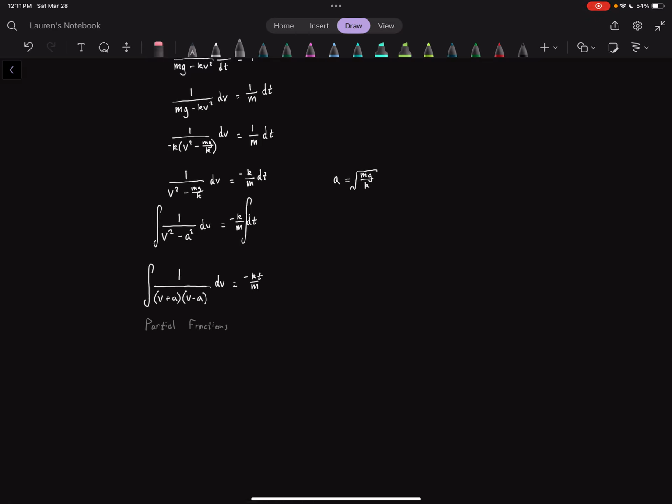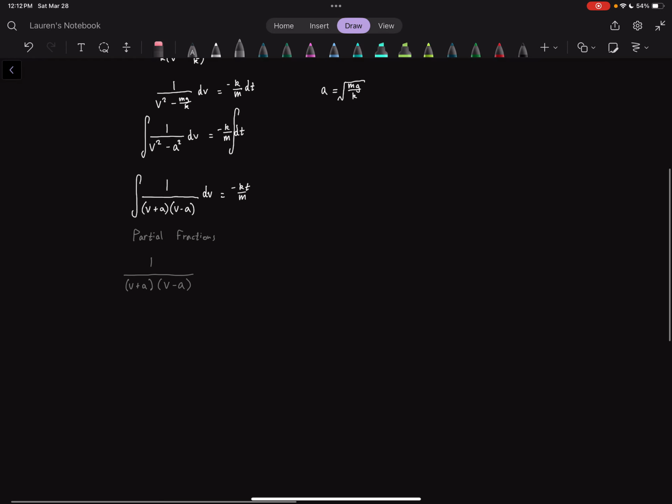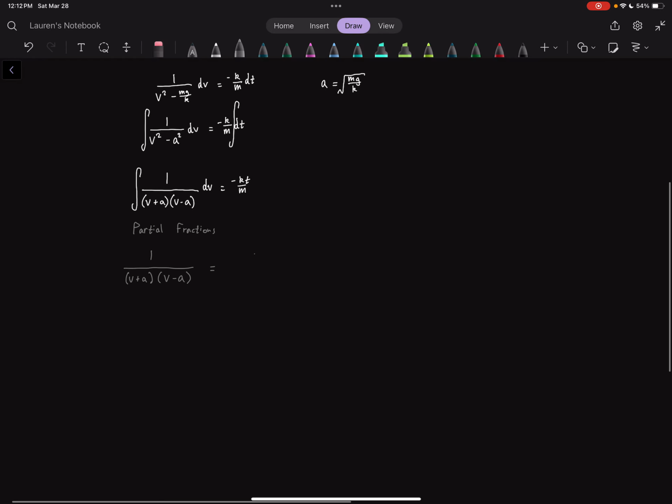Partial fractions. So 1 over (v plus a) times (v minus a). The way we do this is we set it equal to some A over v plus a, and plus B over v minus a. So we're kind of trying to deconstruct into partial fractions, right?